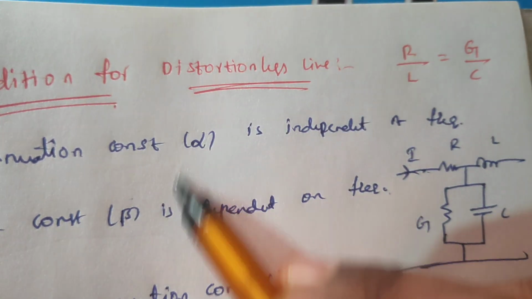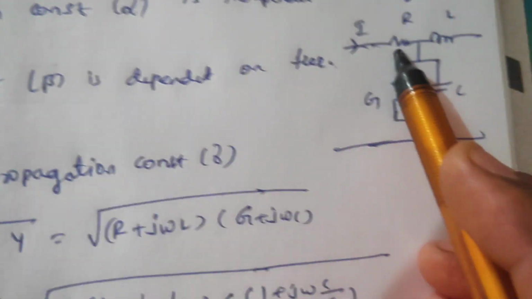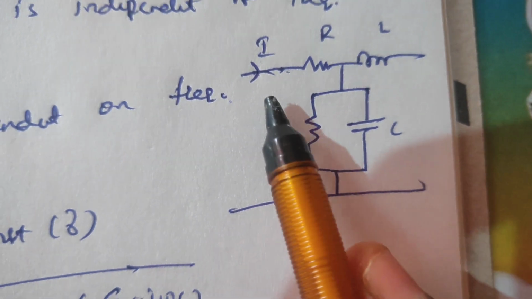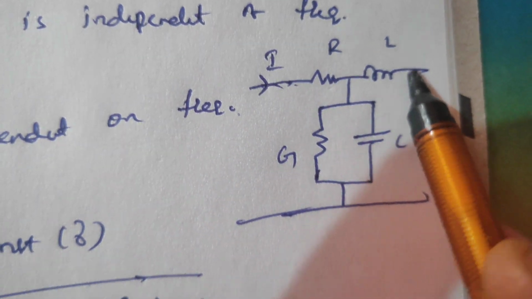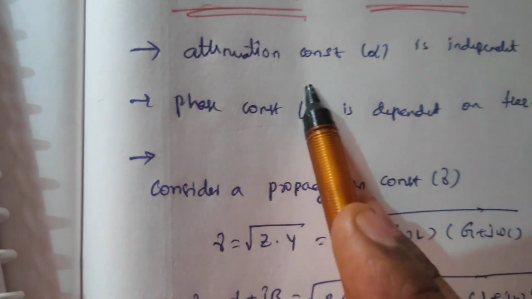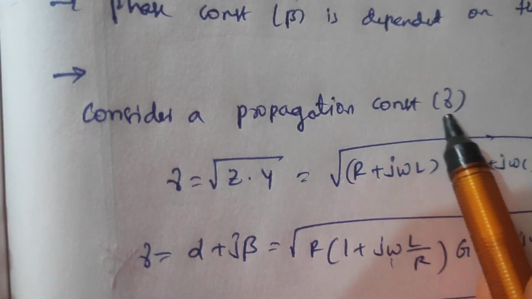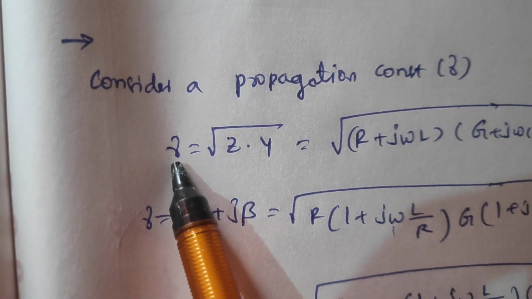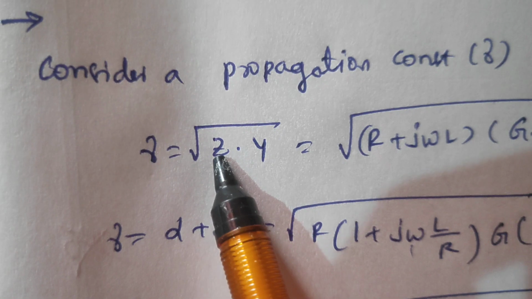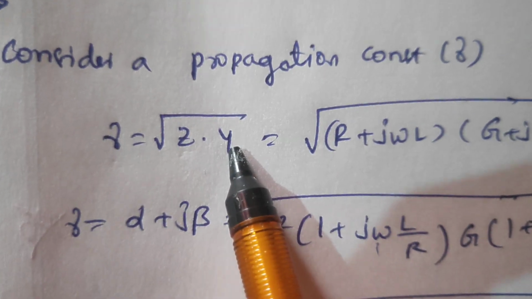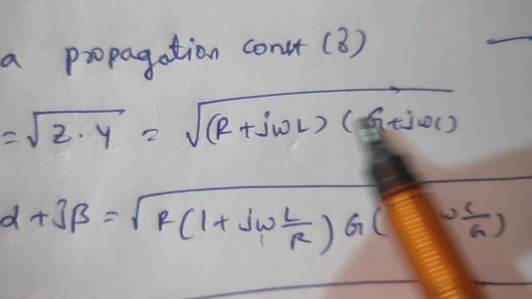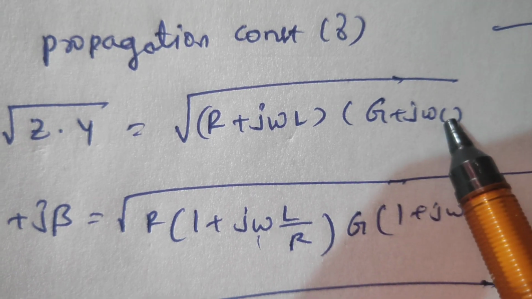Okay, now we will see this derivation. For that purpose I am considering a transmission line, and we know that this transmission line is a two parallel wire line which has a series resistance with a series inductance, with a shunt conductance and shunt capacitance. To derive these two conditions, I am considering the propagation constant gamma, and we know that gamma is equal to under root of Z into Y. Here Z is your series impedance, Y is your shunt admittance. The series impedance is R plus J omega L, and the shunt admittance is G plus J omega C.